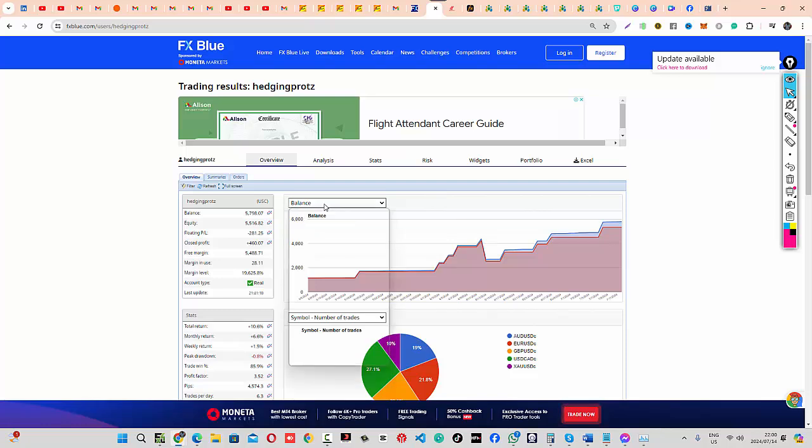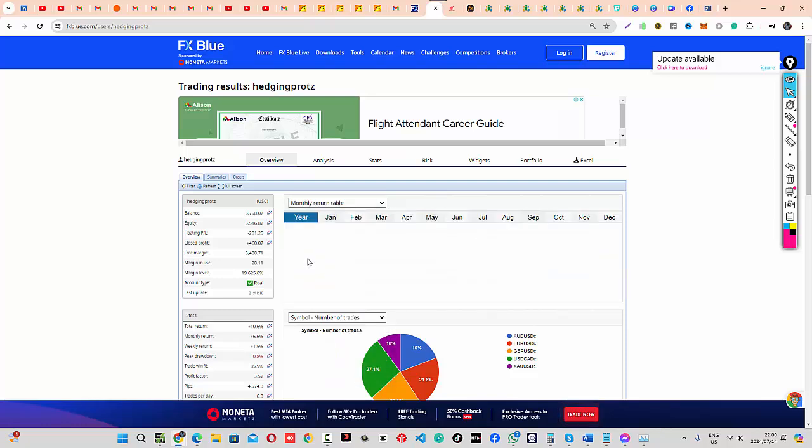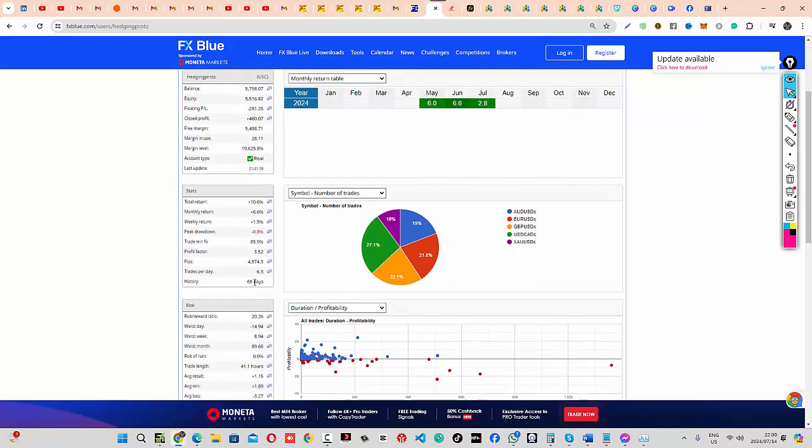Great. So now, if you look at the monthly return table, we have May, June, and July. In July, this account sat on 2.8% in profit. Okay, and it's a real account. It's not a demo as well. And if you look at it, the winning percentage is 85%.